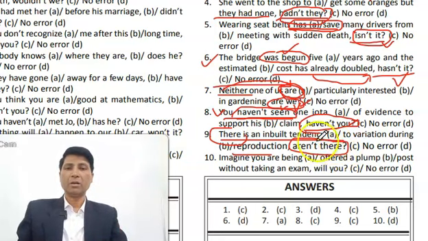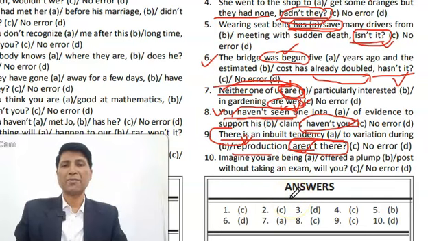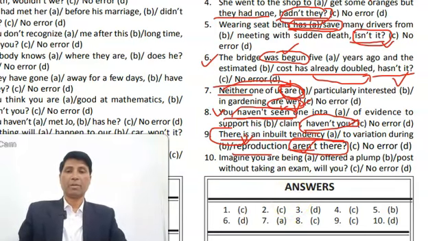But here the problem is plural and singular. Here verb is singular and here it is plural. So the question tag is wrong. In place of aren't there, it should be isn't there. Now let us move to question number 10.